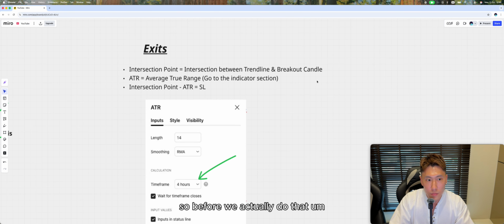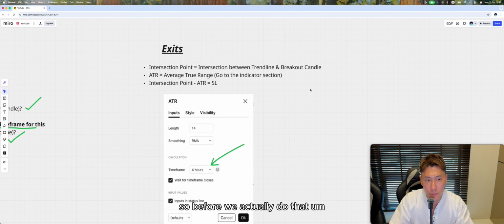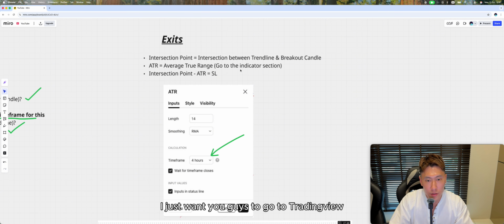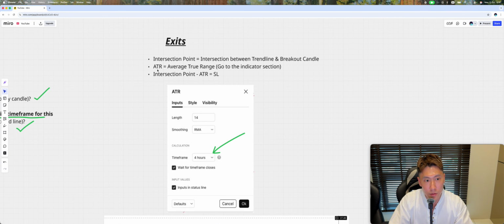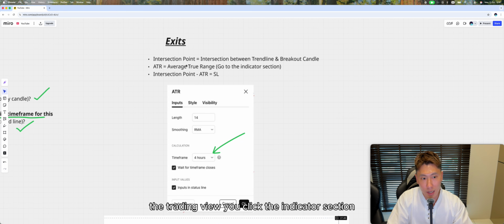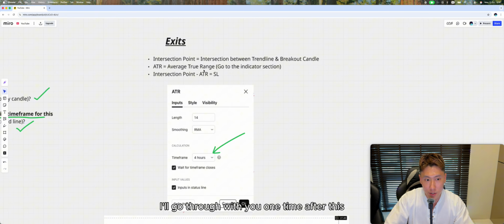Before we actually do that, I just want you guys to go to TradingView to go to this indicator called ATR, average true range. What ATR tells you is the range that the stock will move within a day. So just go to TradingView and click the indicator section. I'll go through with you one time after this.